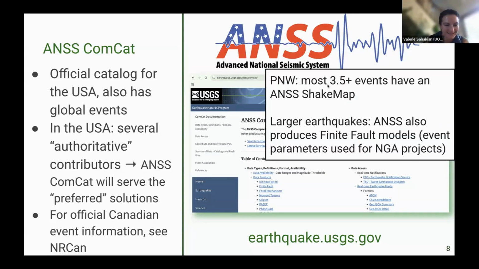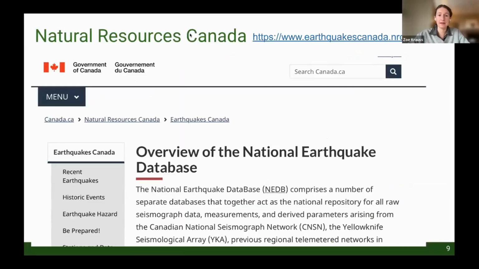But in general, in the PNW, most of the 3.5 plus events have an ANSS ShakeMap with associated station data that's coming from the PNSN. For larger earthquakes, there's also finite fault models. These are what's ported and used in the event parameters for NGA projects. All of these things can be accessed through the website or can also be collected programmatically, queried through code, etc. And then this is the landing page for Natural Resources Canada. That's the link here. I believe these slides will be online, so hopefully these resources are useful.